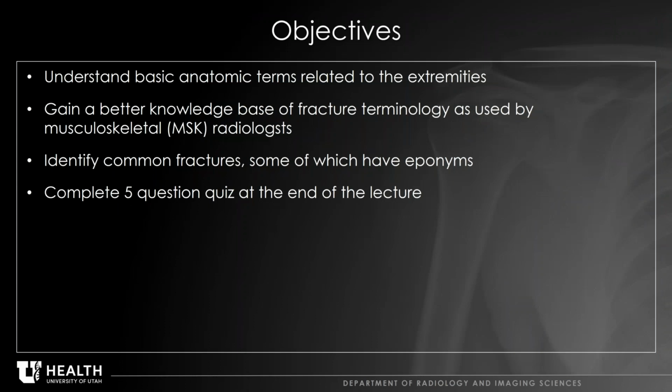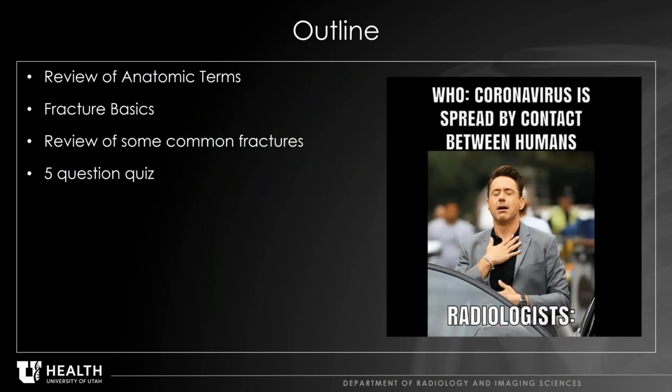So the objectives: we're going to understand the basic anatomic terms related to the extremities, gain a better knowledge base of fracture terminology used by MSK radiologists, identify common fractures, some of which have eponyms, and then complete a 5-question quiz at the end of the lecture. So we'll start with the anatomic terms, then fracture basics, then review the common fractures, and then the quiz.